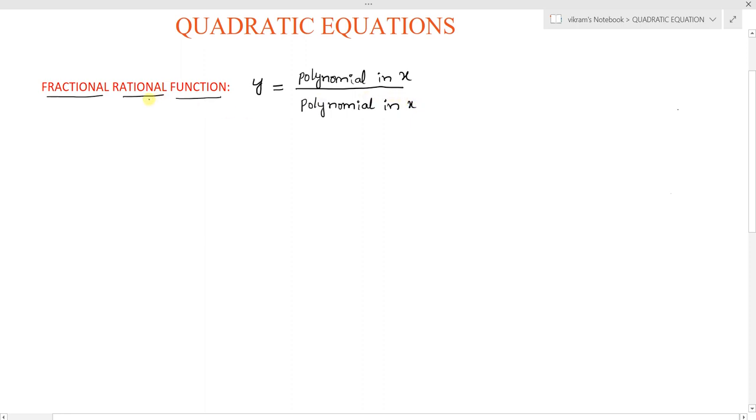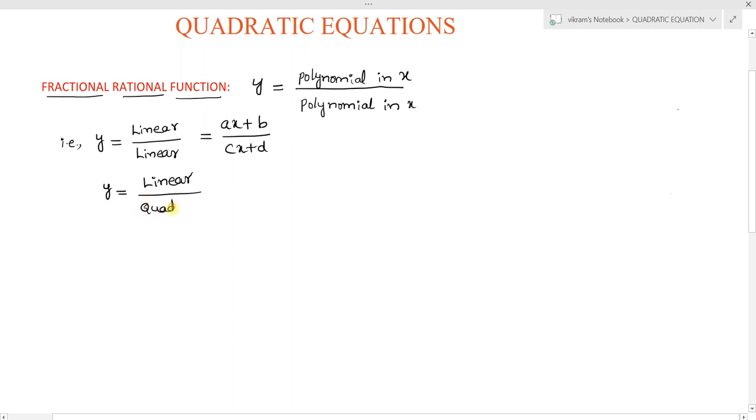And the polynomial in x by polynomial in x can take different forms. For example, y equals a linear expression by a linear expression, like ax plus b by cx plus d, or a linear by quadratic expression.